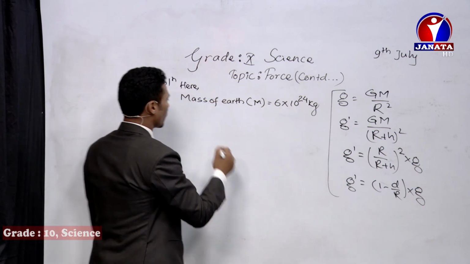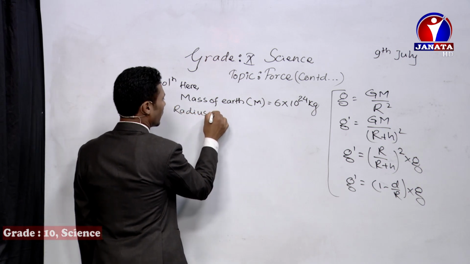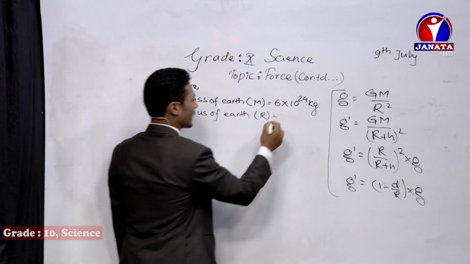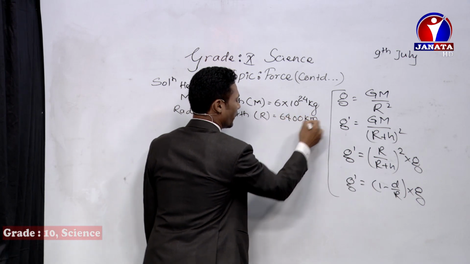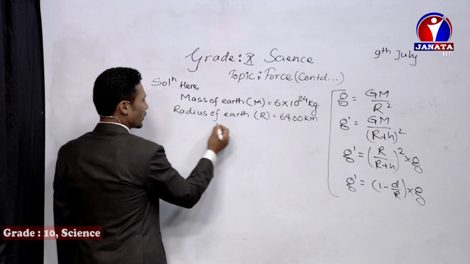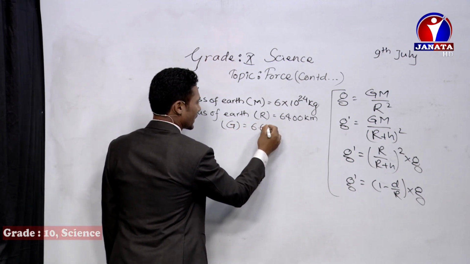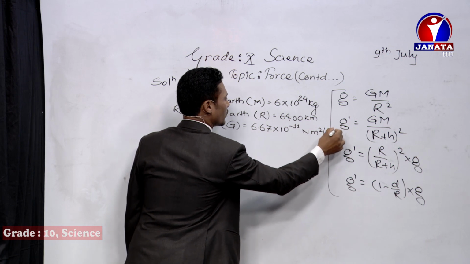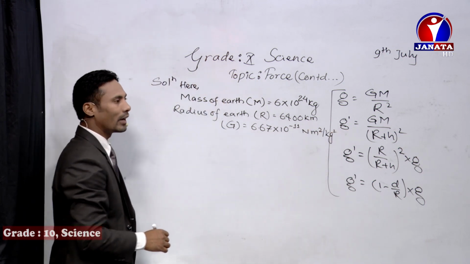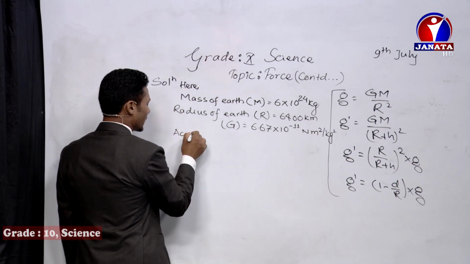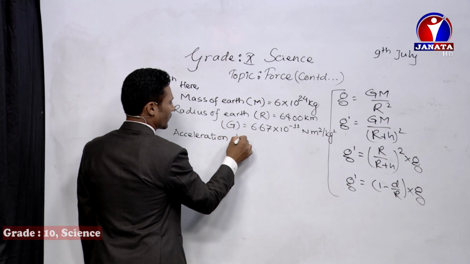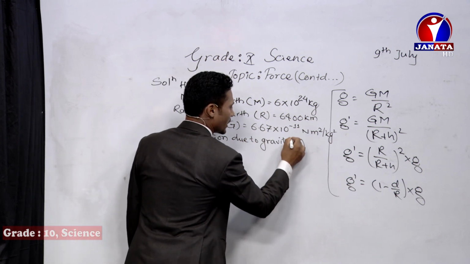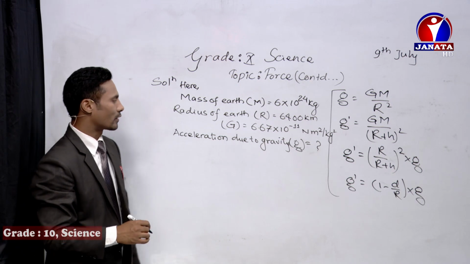Similarly, the radius of Earth is given. I'll represent it by R. Radius of Earth is 6400 kilometer. And one more piece of information is given, capital G, which equals 6.67 into 10 to the power minus 11 Newton meter square per kg square. These are given, and we need to find the acceleration due to gravity. The symbol I will write is g, because it is at the surface of Earth. So we need to calculate small g.